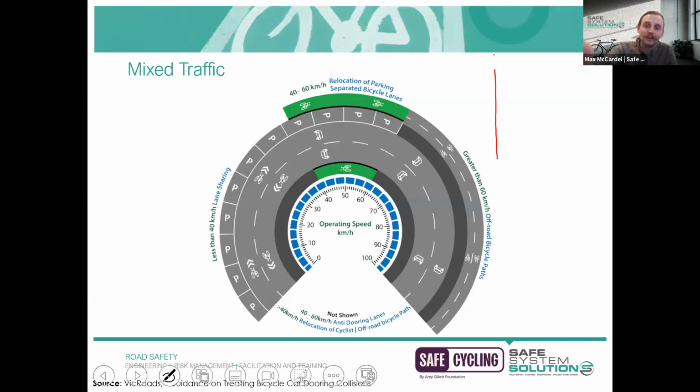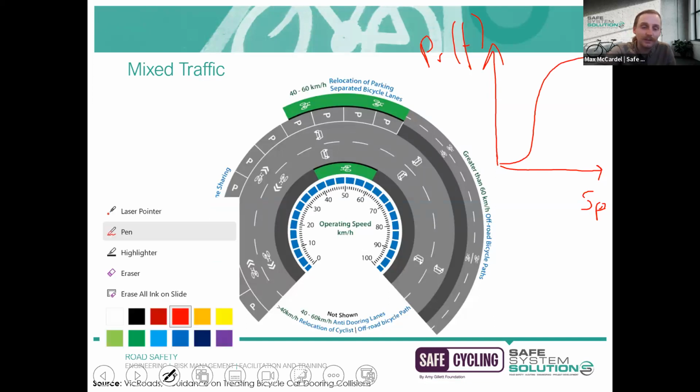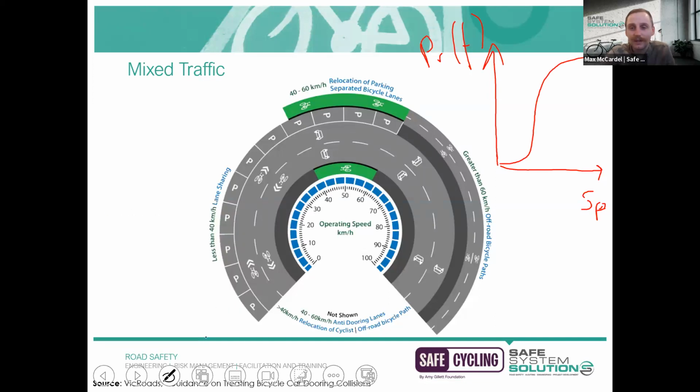So I'll just do a quick little graph here. If I've got along the y-axis the probability of a fatality, and along the x-axis the speed of a vehicle. So speed of the vehicle versus the probability of a cyclist being killed. The way that this graph looks is something like this. Might be a little bit dramatic there, but it looks relatively like that.